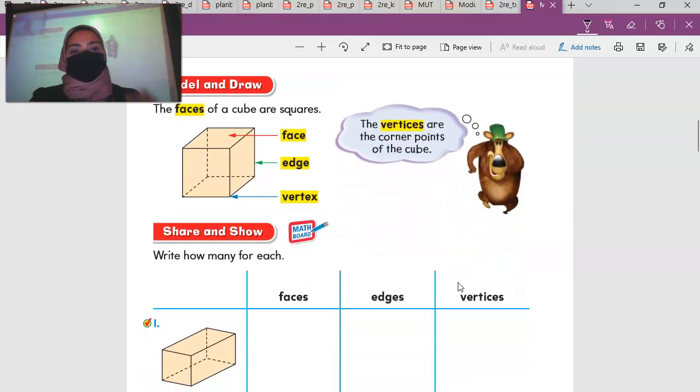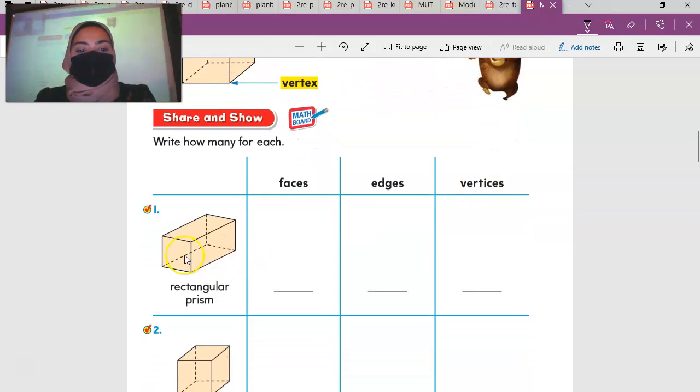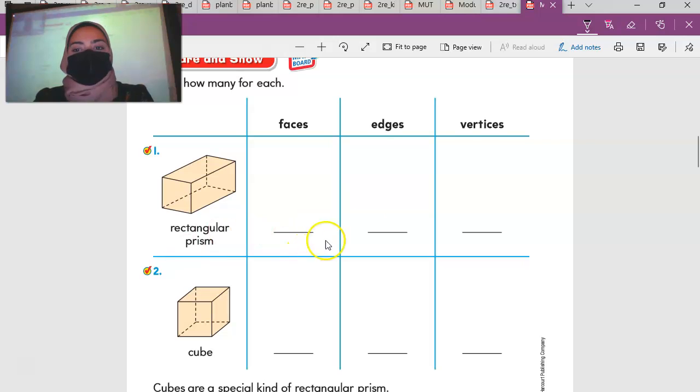So the faces of a cube are squares. This is a face. The edges of the cube are the sides, and the vertices are the points. Vertices are the corner points of the cube. So we are going to be looking at rectangular prisms and cubes, and we're going to be counting how many faces, edges, and vertices each of these shapes have.